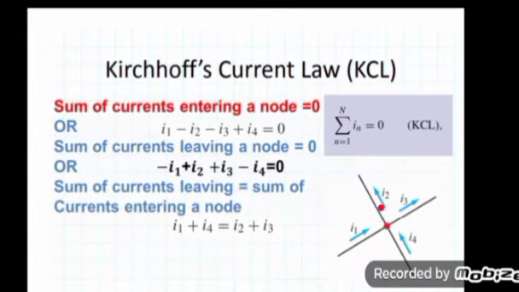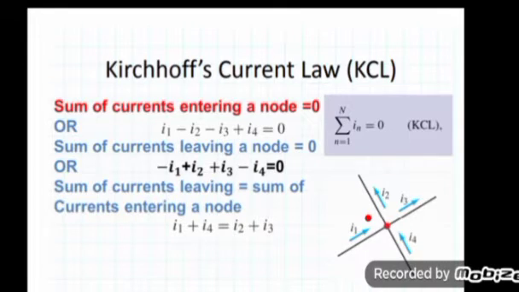Okay, so this is the node. According to the diagram, I1 is the incoming current, I4 is the incoming current, and I2 and I3 are the outgoing currents. Okay, so according to Kirchhoff's current law, we can write that the sum of the currents leaving, that are I2 plus I3, is equal to the sum of the currents entering a node, that is I1 plus I4.